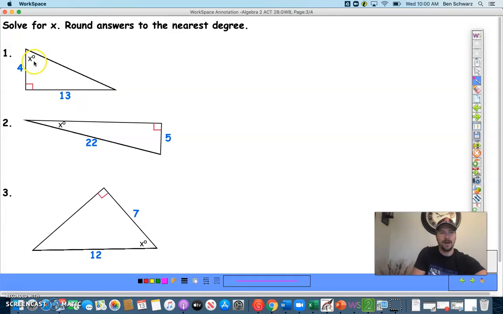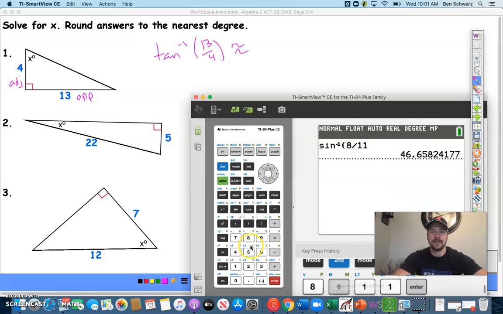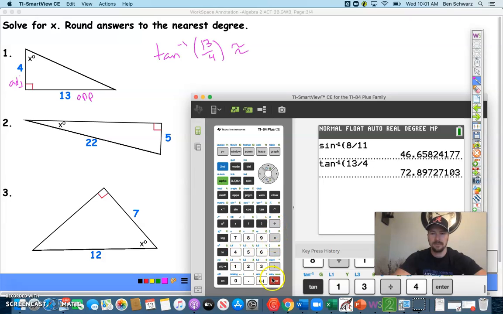So we have from our x, we have opposite and adjacent. So that is tangent. So we're going to have inverse tangent. Opposite over adjacent, so 13 over 4. And then that would approximately be, so again, like I said, really easy. So second tangent, and then 13 over 4. So to the nearest degree would be 73 degrees.